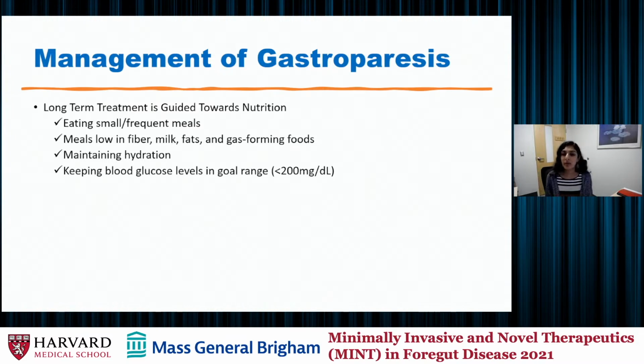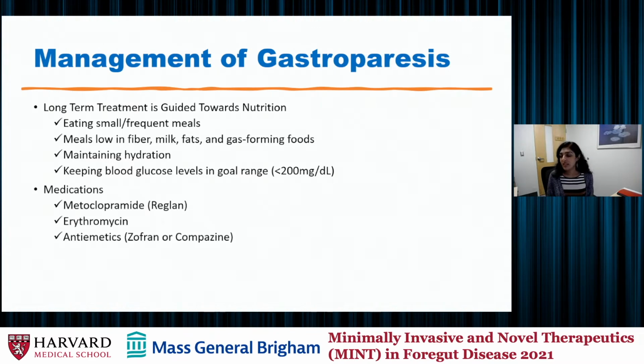That means eating small frequent meals, which Sarah Andrews has talked about very much in depth. Meals low in fiber, milk, fats, and gas-forming foods. You want to make sure that they're maintaining their hydration with lots of water and decaffeinated fluids. And especially if they have diabetes, we want to make sure that their blood glucose levels are in range or at least controlled. So usually less than 200, especially if they're eating, less than 100 if they're fasting, or a hemoglobin A1C less than 6.5.